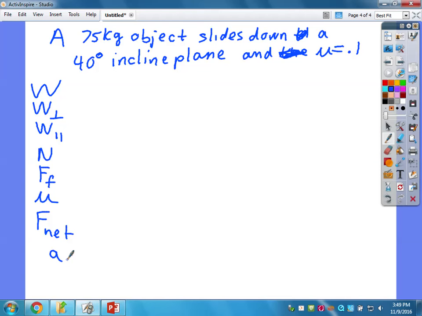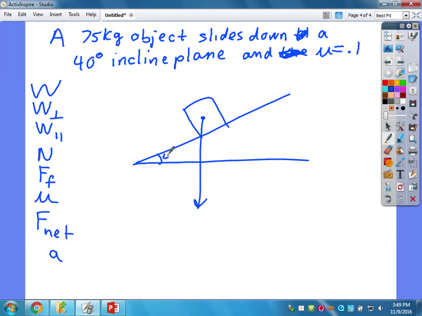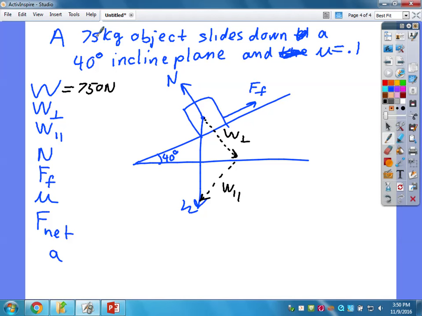Okay? So, draw it out. Okay? I have my weight vector going straight down, 40-degree angle, normal perpendicular from the surface, and there is a mu, so that means there's frictional force being applied to it. All right, draw out my components. Down from the normal, down toward the weight vector. This is weight perpendicular, this is weight parallel. The weight would be 750 newtons, m times g, 75 times 10, 750. Mu we already know is 0.1.